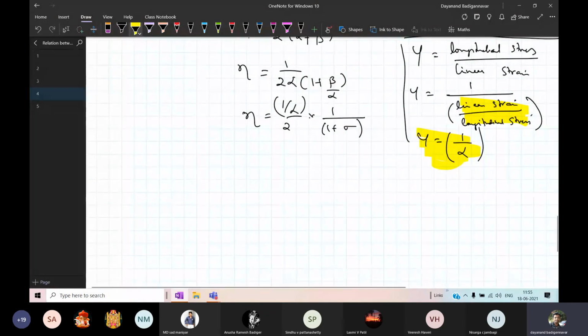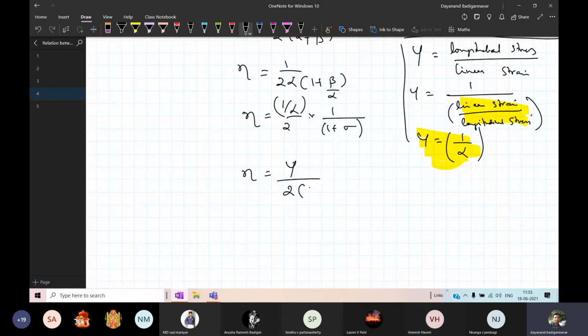So therefore, I can write the last step as eta is equal to 1 by alpha, which is nothing but Y, divided by 2 into 1 plus sigma. Therefore, Y is equal to 2 eta into 1 plus sigma. So this is the way.